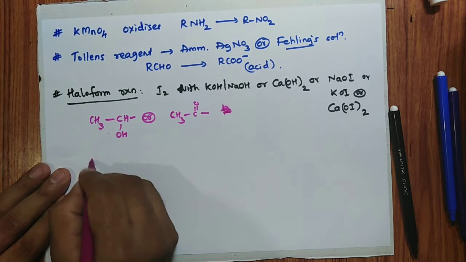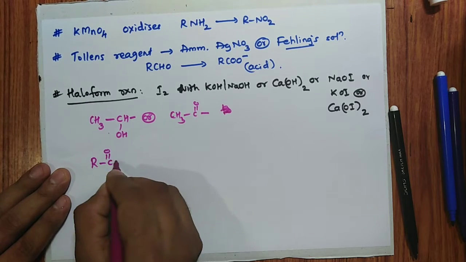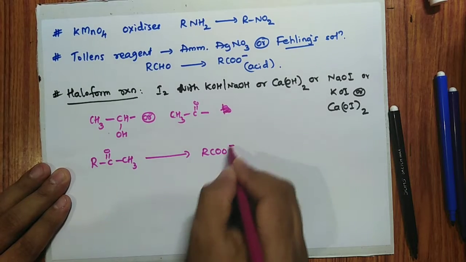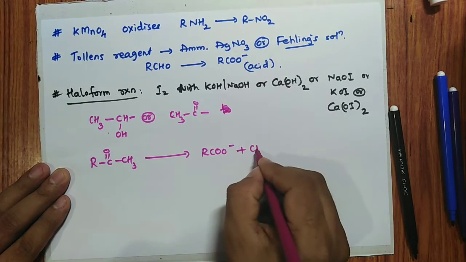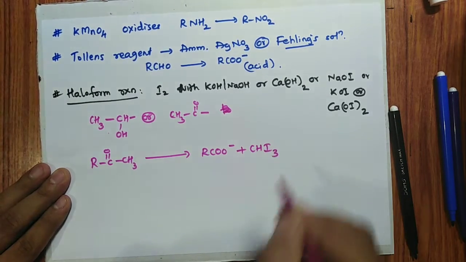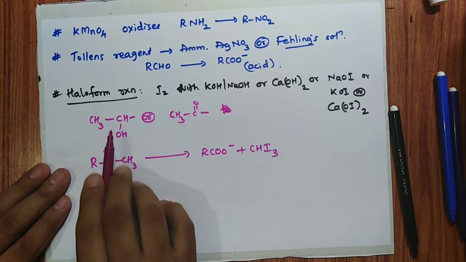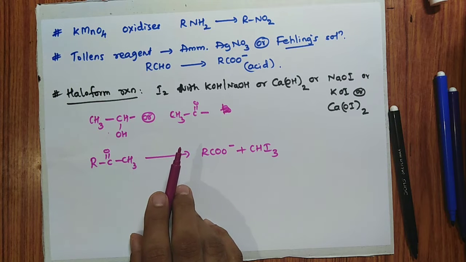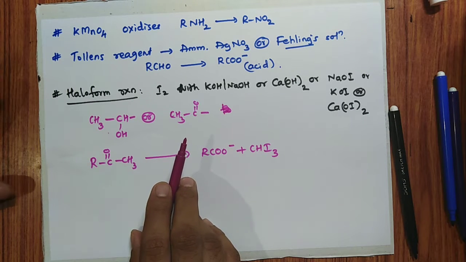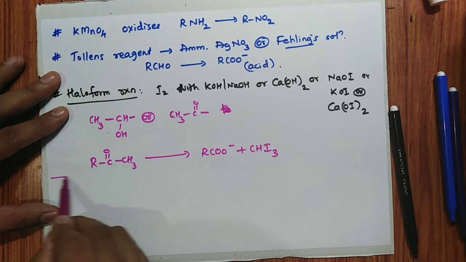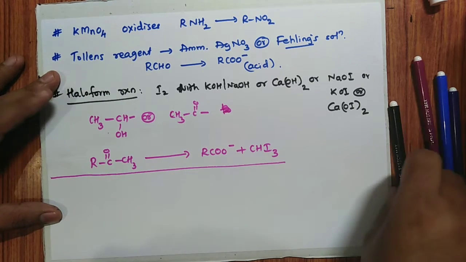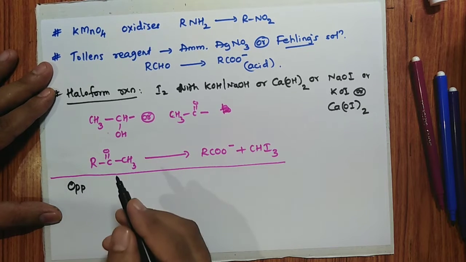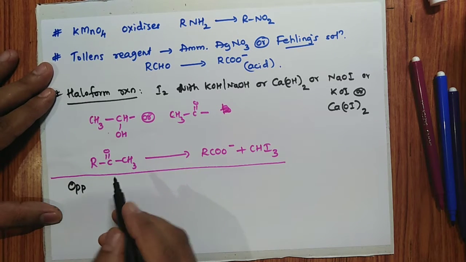One example I will give you: RC double bond O CH3 gets converted into RCOO minus plus iodoform is formed, CHI3. So this group or this group will give you the haloform reaction. Here this is also, remember, an oxidation reaction, so hence I have taken it here. Then we discuss another one, important mainly for JEE and NEET exam, remember.